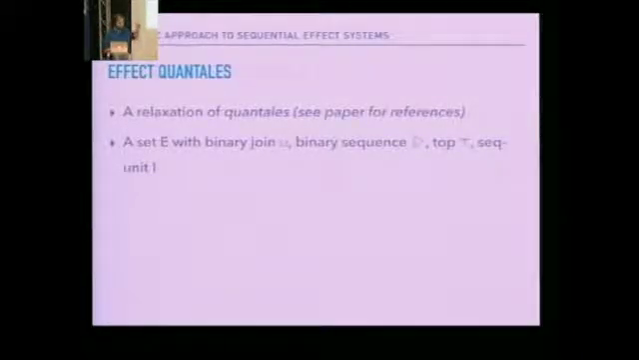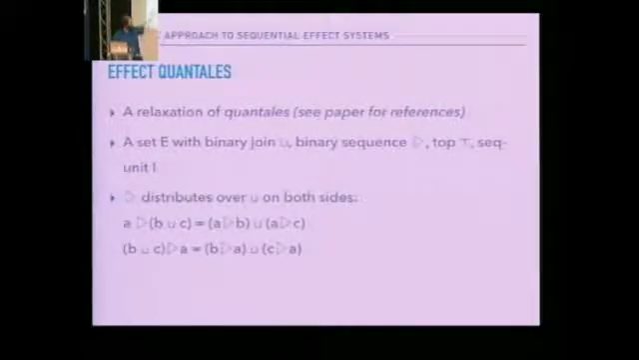A top element, which is how we're going to mark partiality. We're going to interpret our top element as error. And a unit for sequencing, just one. Since we have these two operators, it's worth asking how do they interact, and they follow, you don't need to worry too much about that, distributivity laws.